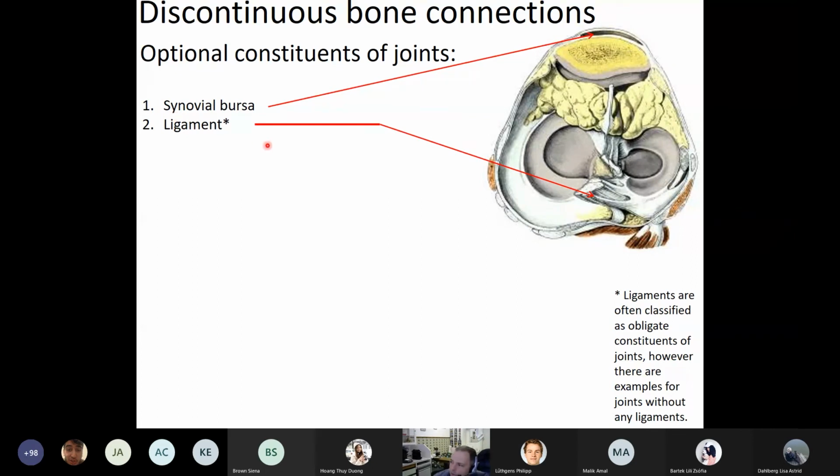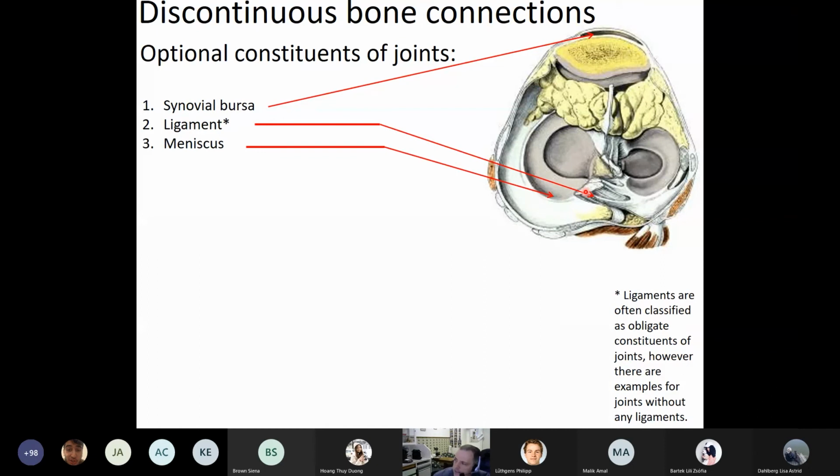It doesn't matter, we won't argue with you on this in the exam, but please note that the ligaments are important parts of the joints. They connect the bones with each other, they stabilize the joint, they restrict the movements, and they give a certain mechanical support for the joint, and they also reinforce the capsule.